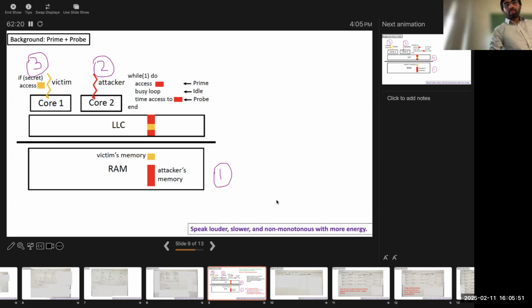And then I can come back and try to read my own data from the same cache set. And if I see that it is taking me longer, then it means that the victim has placed its data there. By the way, why am I saying that the victim will place its data in one of the cache lines in the set?